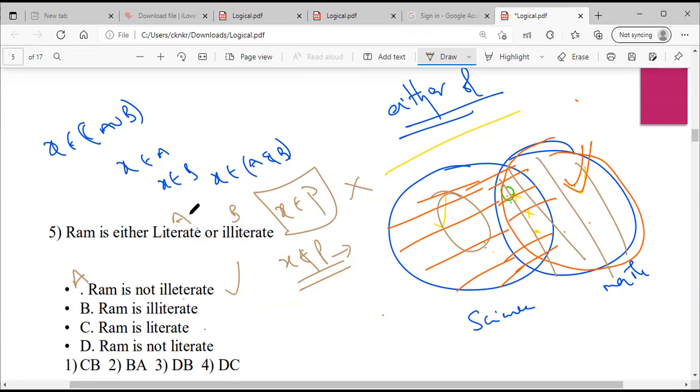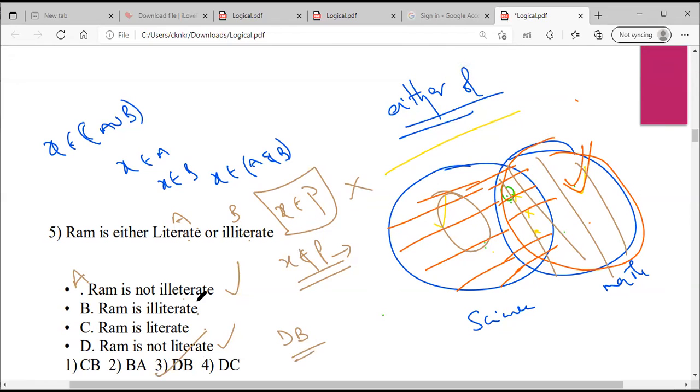Now let me apply negation for A. Ram is either literate or illiterate. I will apply a negation to A: Ram is not literate. Where is the statement? Ram is not literate is D. If he doesn't belong to the literate set, then he has to belong to the illiterate set. Where is the statement? Ram is illiterate? B. Then my answer should be D for Delhi, B for Bombay. Do we have the answer? Yes. Third option is the answer.